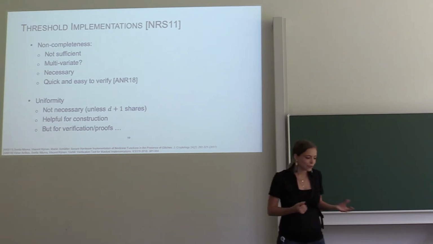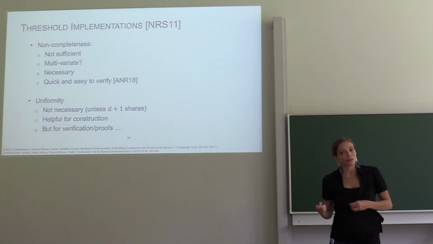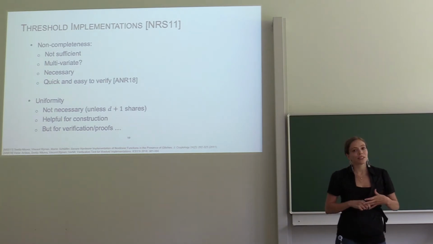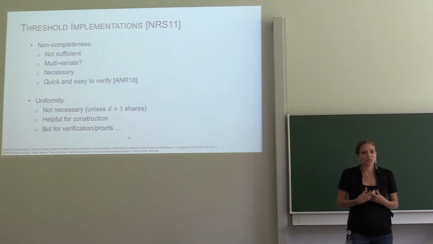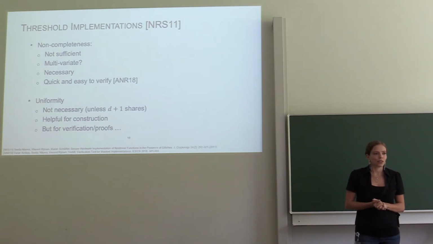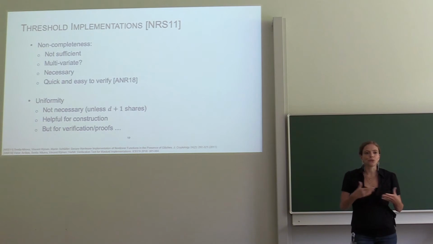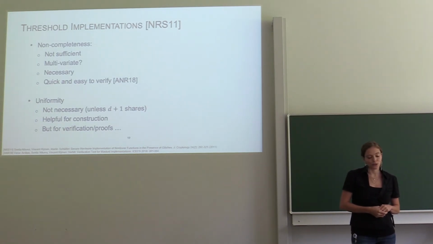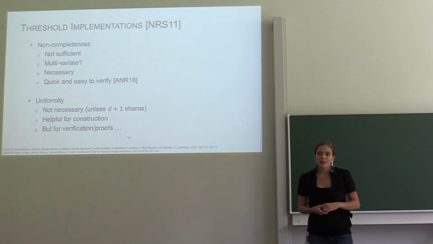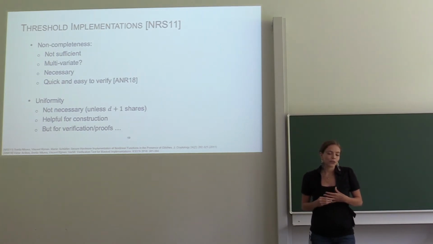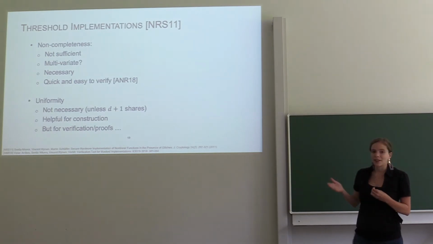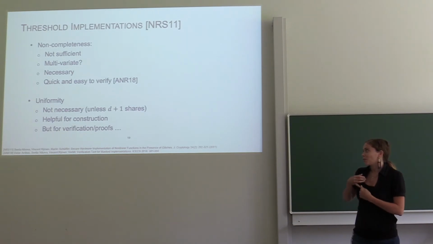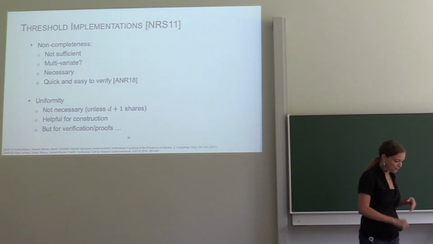So where does that leave uniformity if it is not necessary and not sufficient? Well, it's very helpful for constructions, because if you make sure that it's uniform in first order, then together with non-completeness, you do know you will get first-order security. But if you want to verify or prove the higher-order security of your scheme, uniformity is not easier to verify than glitch-extended probing security. So you might as well check for glitch-extended probing security.